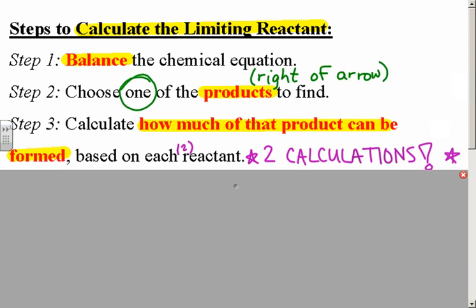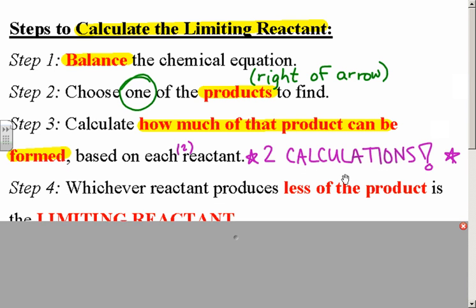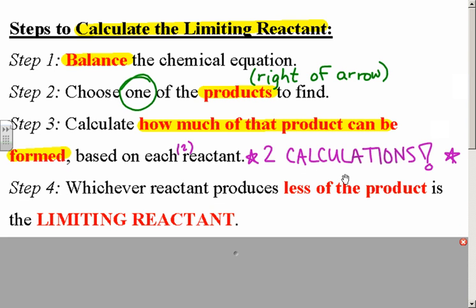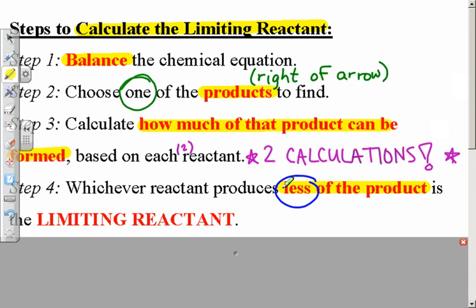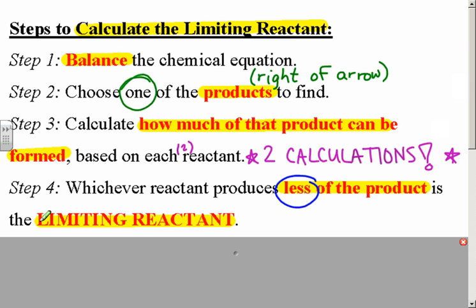So these 2 calculations are kind of what we did in the example about how many sandwiches we could make from the meat and how many from the bread. Once you've done those calculations, what you're looking at then is how much each one made. In other words, I could have gotten 10 sandwiches from my meat, but only 3 sandwiches from the bread. Whichever one produces less of the product, in other words, the smaller number, whichever one gives you a smaller amount of product is your limiting reactant. The limiting reactant is the thing that runs out first. And remember, we often abbreviate this LR.